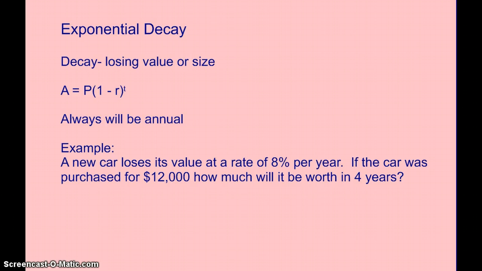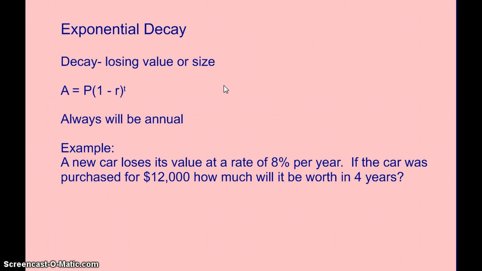Yesterday we talked about exponential growth, which connects into the financial side of compound interest. To finish up today, we're going to look at a couple of decay problems. And all decay means is to lose value or size. So it could be something that loses financial value, or it could be something that's decreasing in size. And so we're looking at a formula here. A equals P times 1 minus R to the T.